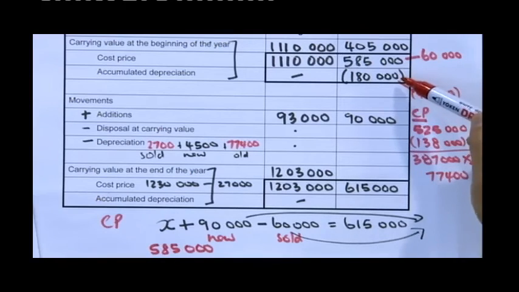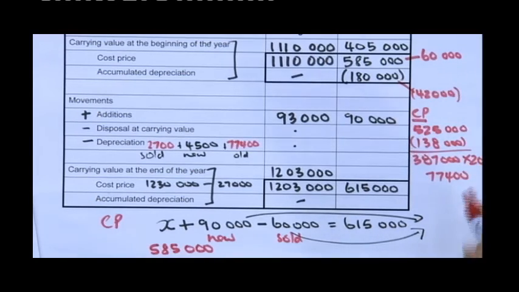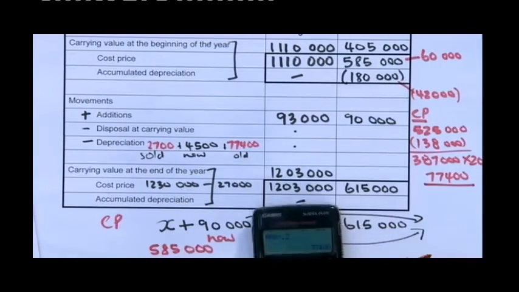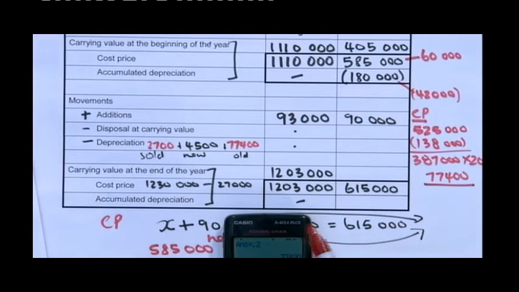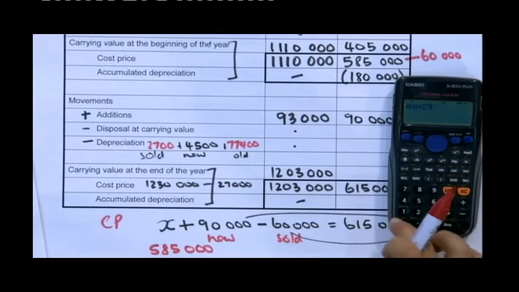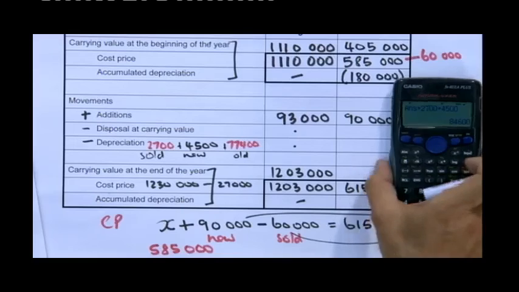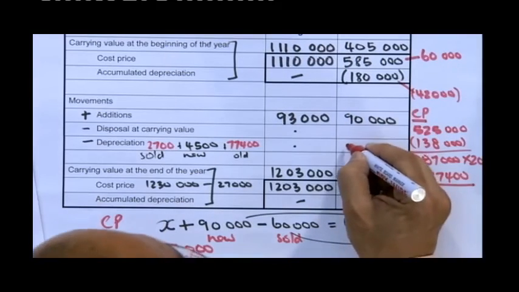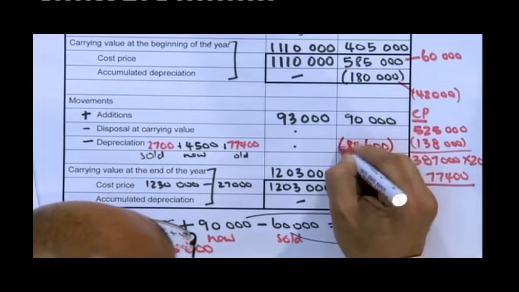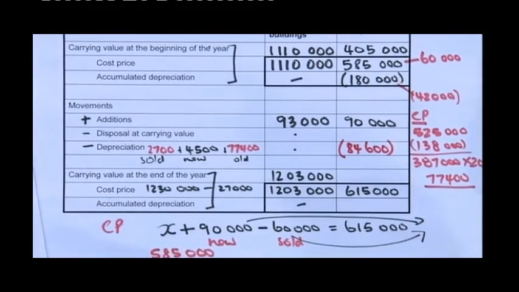Right, the accumulated, there was 42, so 180 minus 42 gives me 138,000. I come to 387,000, I multiply that with 20%, I get 77,400. So now the total depreciation is going to be 77,400 plus the 2,700 plus the 4,500. And that gives me a total of 84,600. I need to keep that in brackets because that will decrease my carrying value at the end.